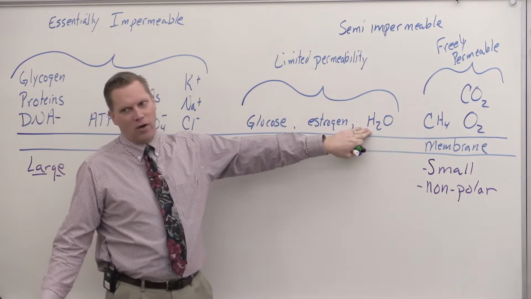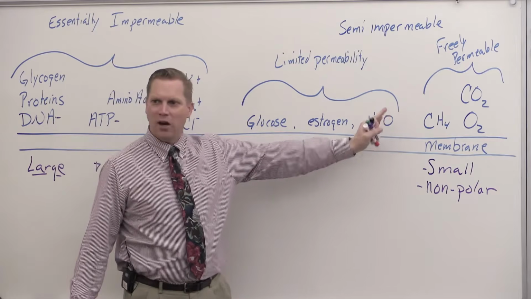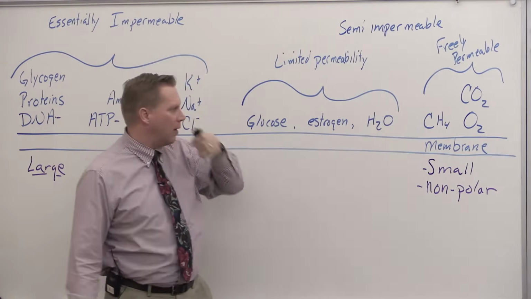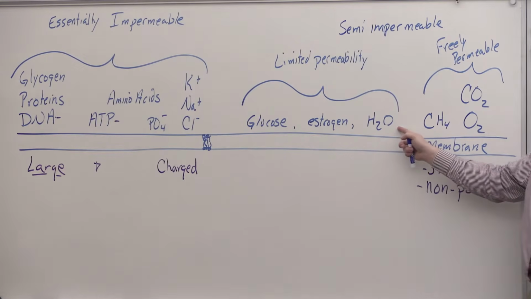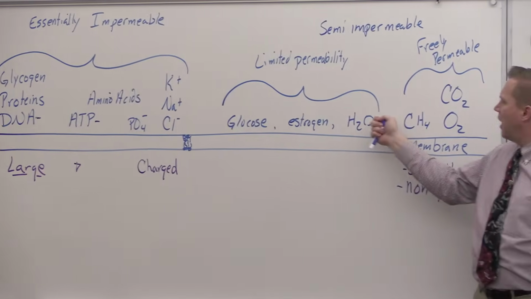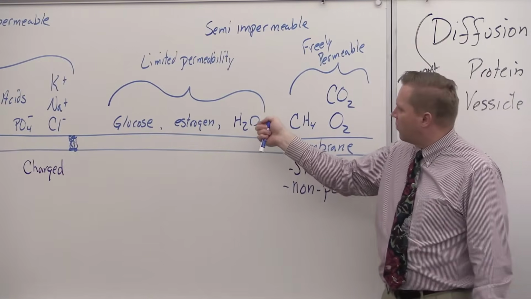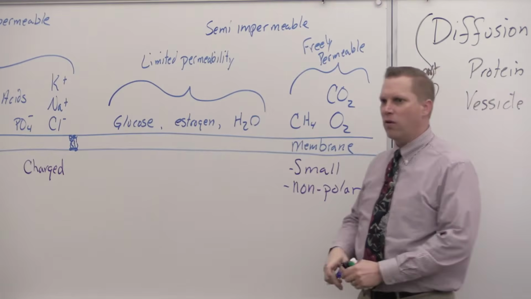Over here, water, we've learned earlier, is actually pretty permeable. So why did I put it down here on the more permeable area? Or sorry, water is pretty polar. So why did I put it down here by the permeable area? Water is very small. And we're going to see later in our lesson that water actually, even though it's polar, because of its small size, will cross through the membrane.